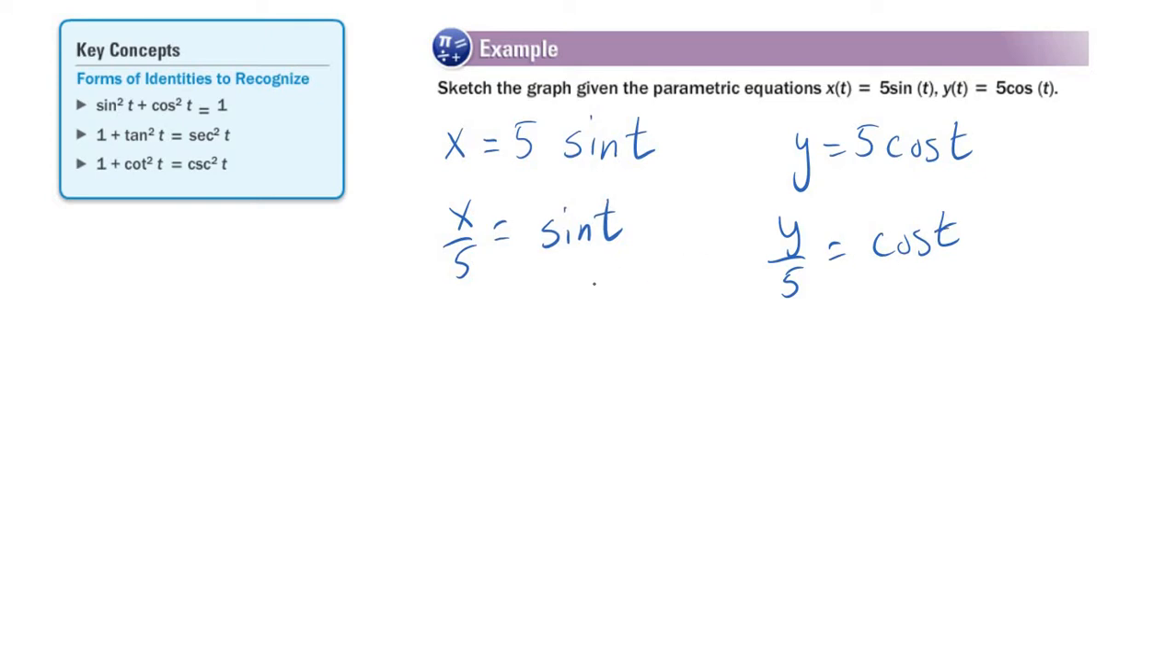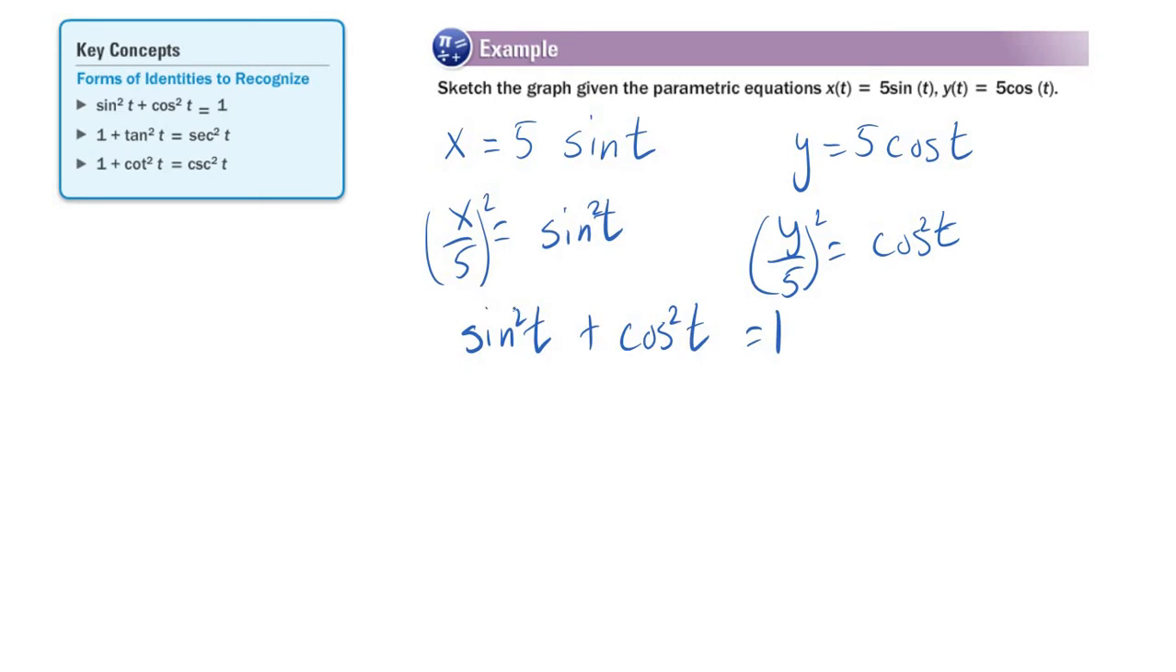Now here's where I'm going to bring in an identity. What if I squared both sides of these? So squared, squared, squared, and squared. Well, what's sine squared plus cosine squared? It just equals 1. So let me rewrite that. So sine squared of t plus cosine squared of t equals 1, right?